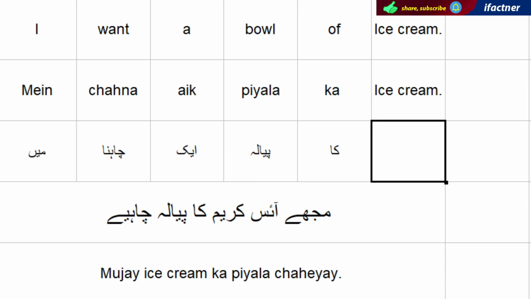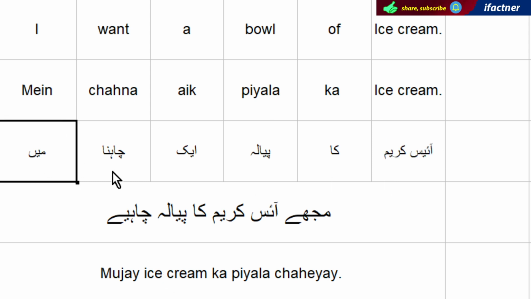And ice cream is alif mad a, because we need to prolong the sound of ice. Alif mad a, hamza, ye, seen. Ice cream is kaf, re, ye and meem. Ice cream. मैं चाहता हूँ, मैं चाहना एक प्याला का आइसक्रीम. But when we translate "I want a bowl of ice cream," then we say मुझे आइसक्रीम का प्याला चाहिए. I need a bowl of ice cream.